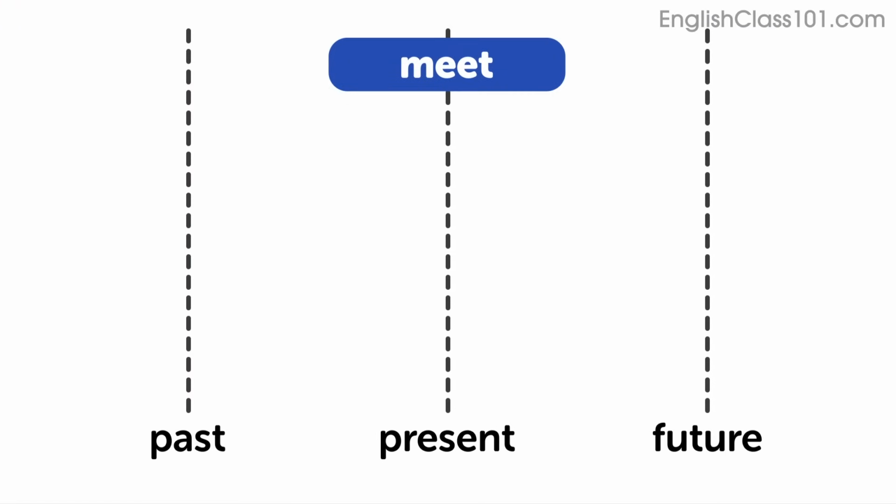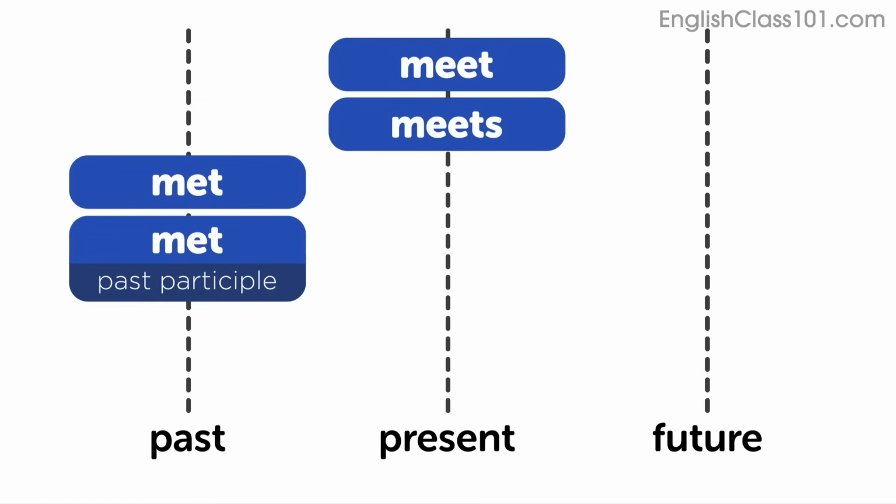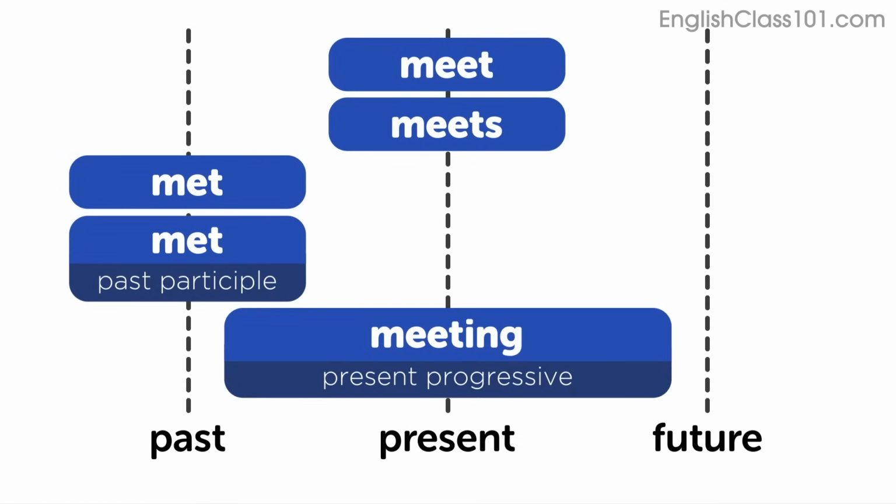Okay, now let's look at the conjugations of the verb. Present, meet, meets. Past, met. Past participle, met. Progressive, meeting.